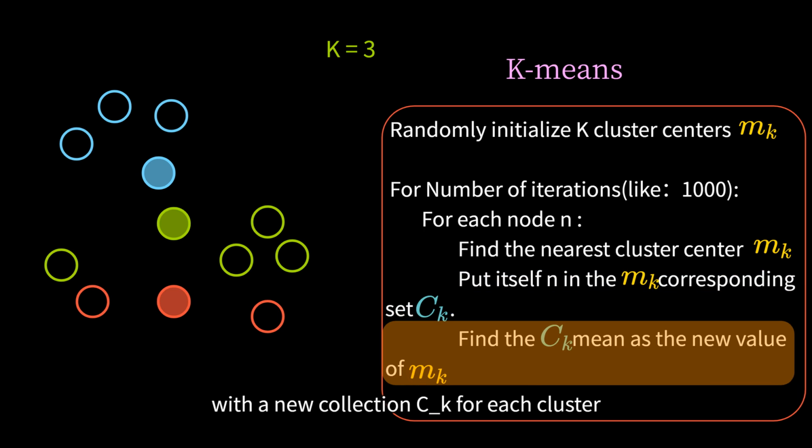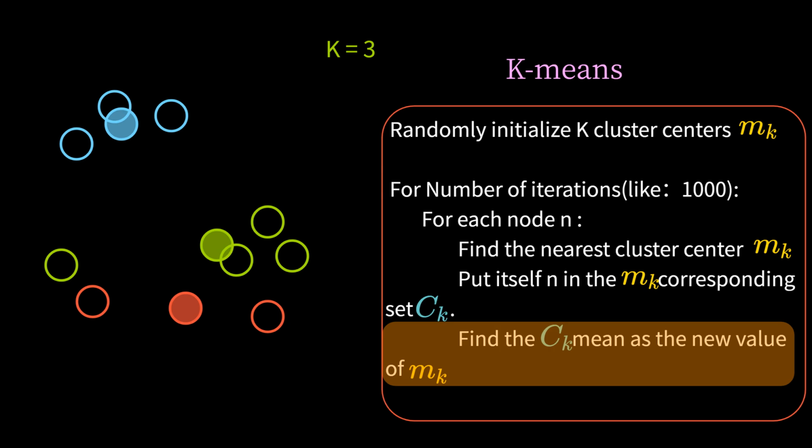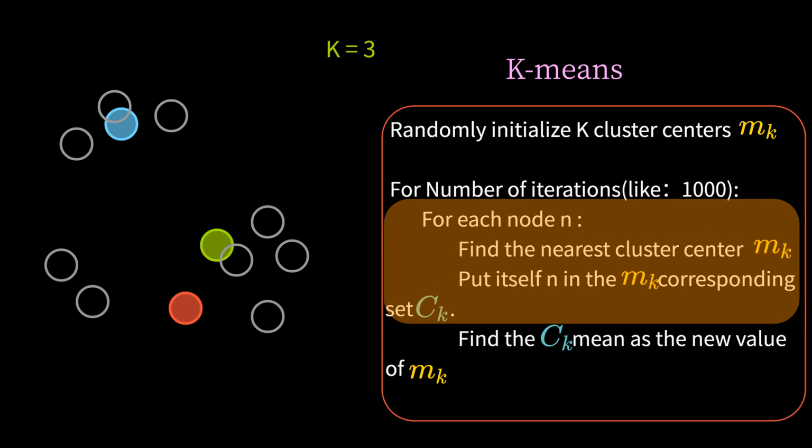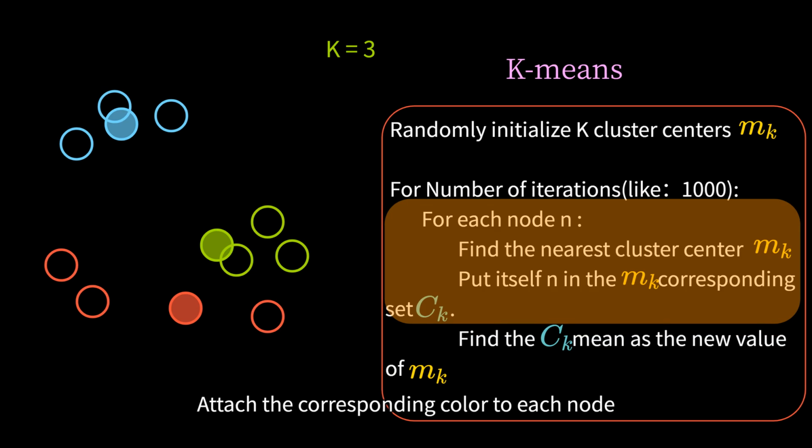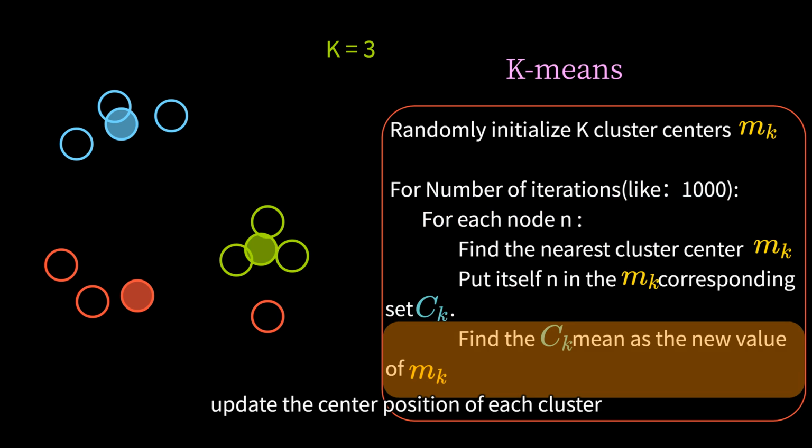Now, with a new collection Ck for each cluster, the nodes in the collection are averaged as the new value of each cluster center. Okay, let's start the second iteration. Each node remeasures the distance and is given the corresponding color according to the shortest distance. Then update the center position of each cluster.